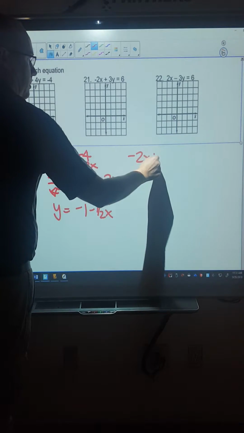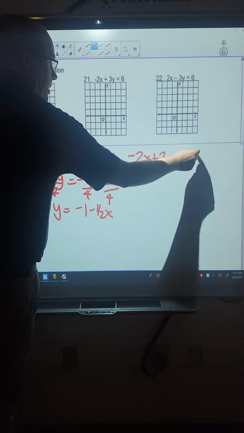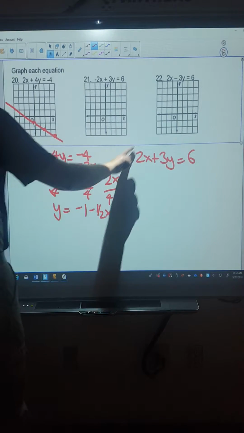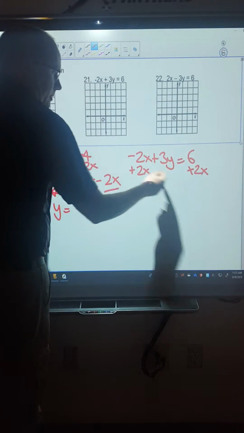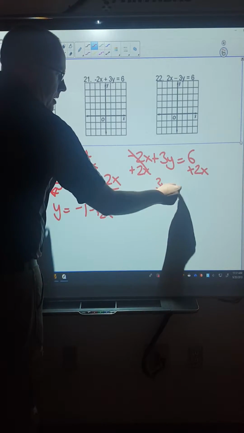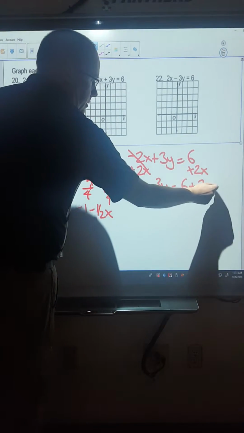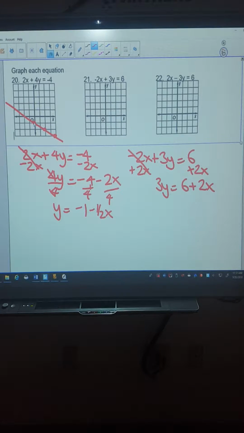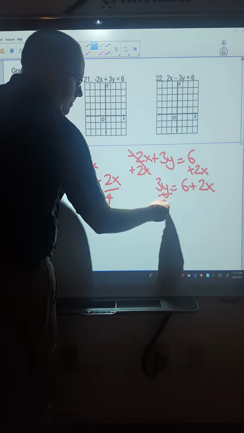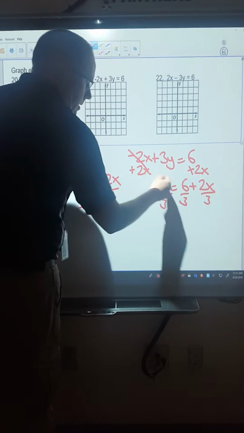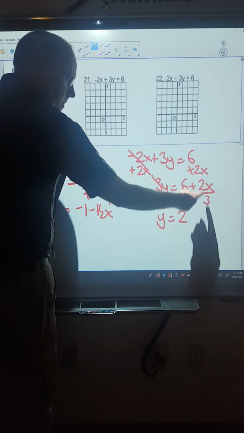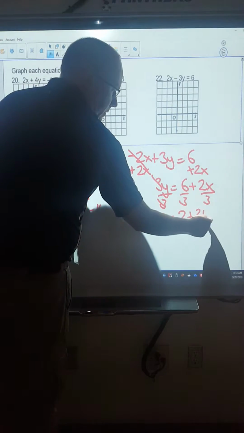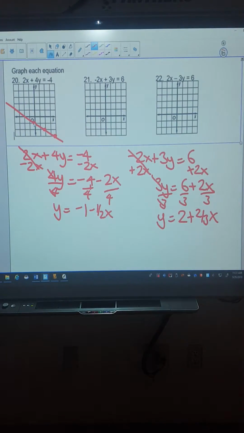Negative 2x plus 3y equals 6. So I'm going to move my negative 2x to the other side first by doing the inverse, which would be positive 2x. That cancels. And I just get 6 plus 2x. Can't add those together because they're not like terms. And then divide by 3. So I get y equals 6 divided by 3 is 2. And 2/3 does not simplify, so I'm just going to leave that as 2/3 x.